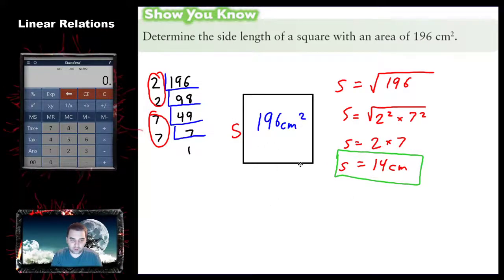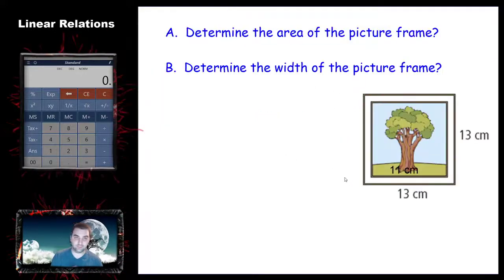So that means all these lengths of this square that have an interior of 196 centimeters squared as an area, all the side lengths are 14 centimeters.